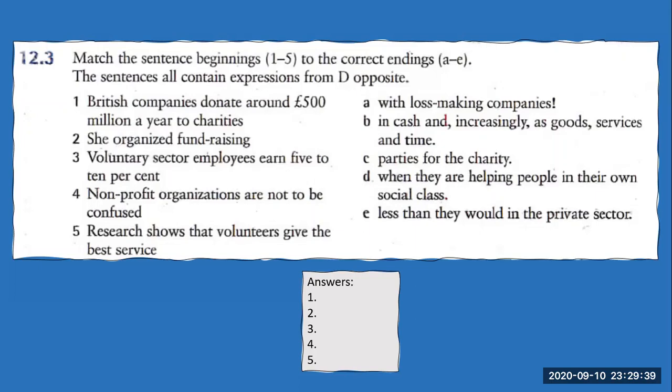Okay, letter C, parties for the charity. Yeah, like we see in the movies, right? Like they have a big party with people very elegant and they give donations or they buy very expensive things so they get the money to help others, just like in the movies. When they are helping people in their own social class. So which sentence can be completed with this expression? And finally, less than they would in the private sector.